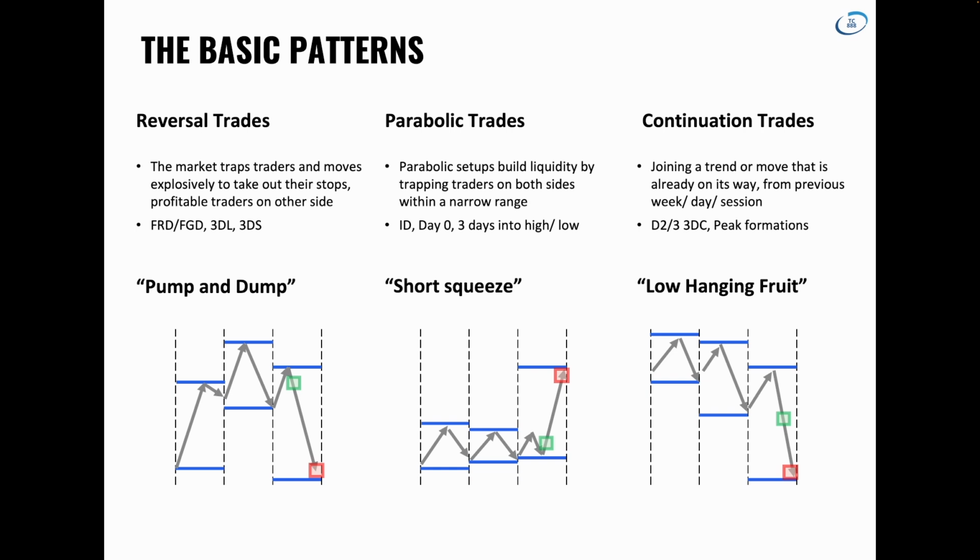It just means that the major move has already happened and it's on its way from the previous week, sometimes previous day, previous session, and then you come into the session and it's already broken out or down. You prefer to have a day 2 or day 3, 3-day cycle continuation pattern, and you want to have the peak formations in your favor, so seeing trapped traders in the other direction, and then you take the continuation trades.